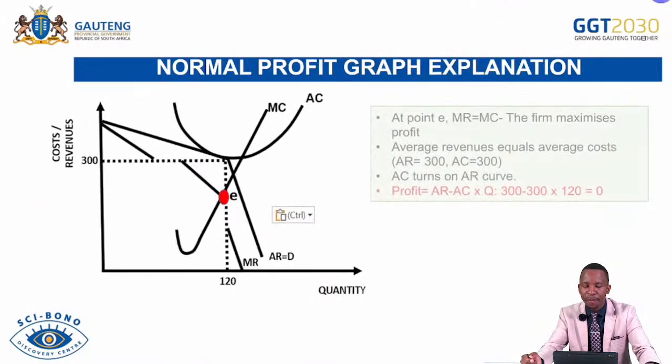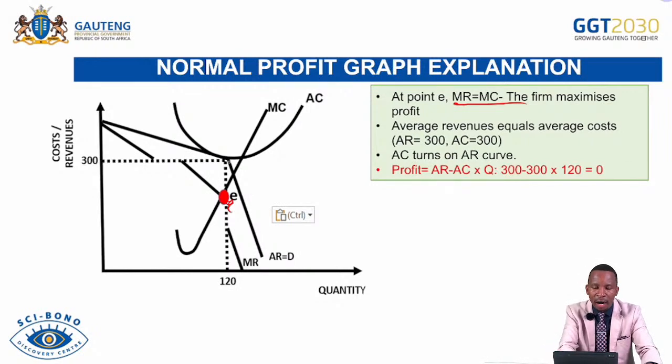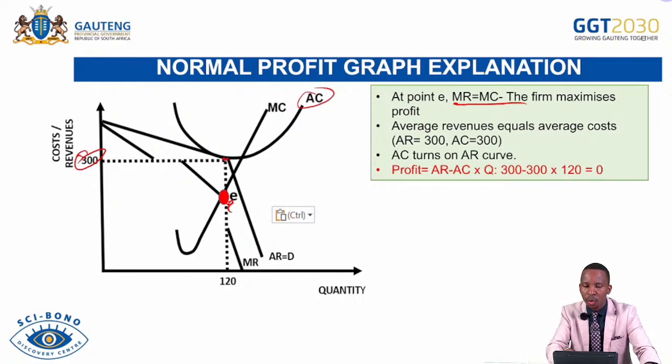So this is the graph being explained now. At point E, the firm is maximizing profit. So we call this the profit maximization point, where MR equals MC. That is the point in there. And then average revenue is equal to average cost. You can see average revenue is equal to 300 and average cost is equal to 300. Therefore, we say AC turns on AR. You can see AC is turning straight here.